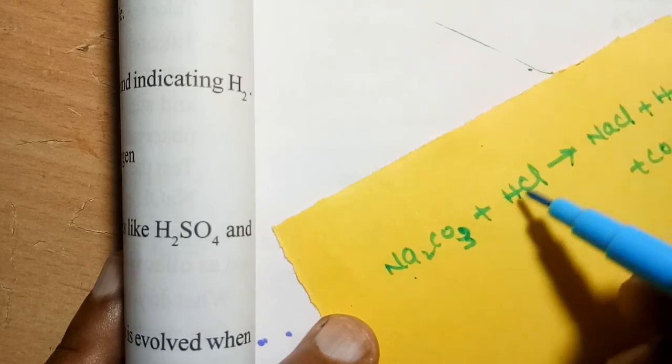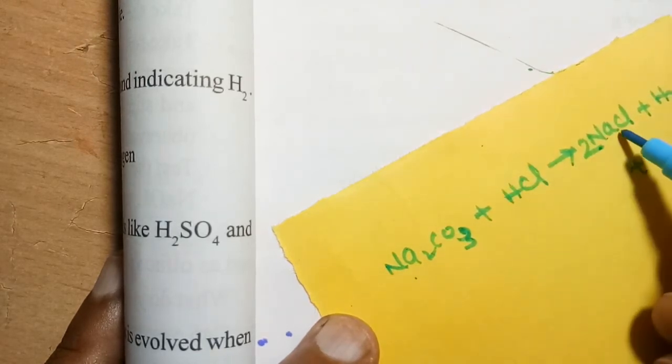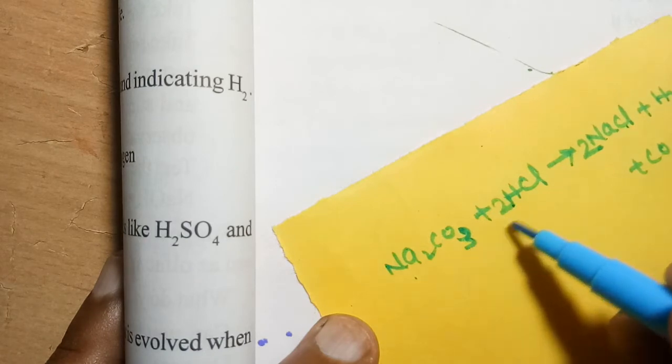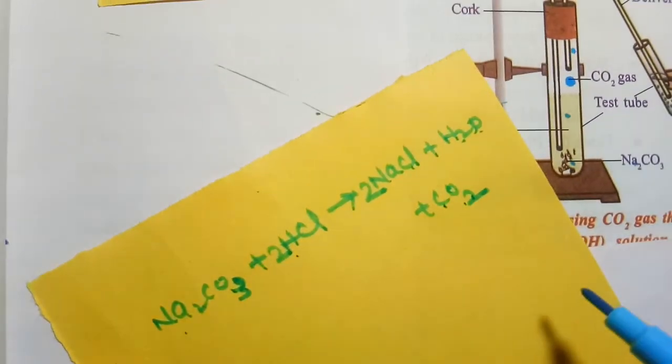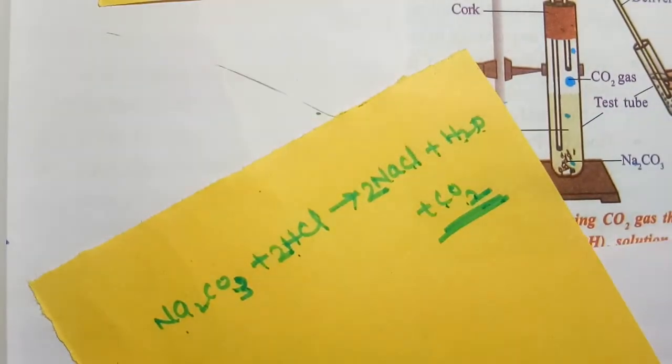To balance this one, 2 sodiums are there, so 2 sodiums. Here 2 chlorines, so 2 HCl. So 2 hydrogens, 1 carbon, 3 oxygens. So now it is balanced. Which gas is released here? Carbon dioxide gas is released.